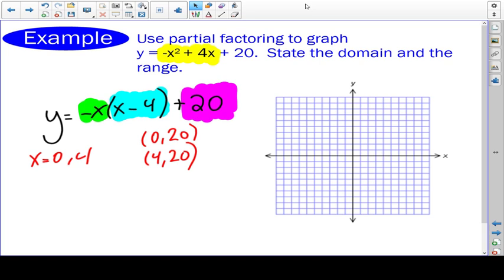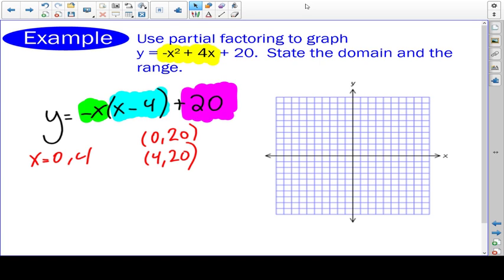It's pointing down because the coefficient on the x squared is negative. So because the x squared is negative, here's what I know. I've got the points (0, 20) and (4, 20), and I know that somewhere in between those points I'm going to have a point higher than that. How much higher? Well, I don't know that yet, but I can figure it out.